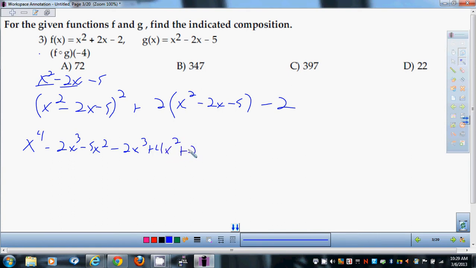Now I'm going to take this piece and do it by everything. Minus 5x squared plus 10x plus 25. That's the foiling of the first part. Now, we still have a lot of like terms to put together, but I'm going to go ahead and do the next part.